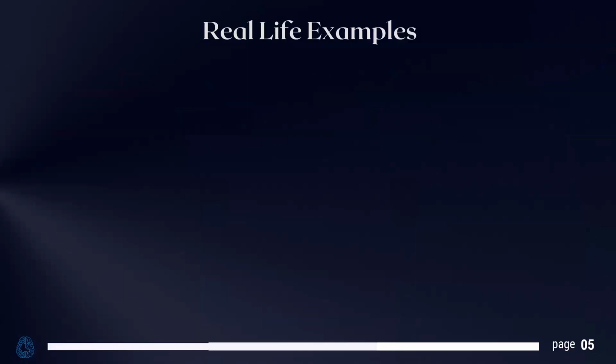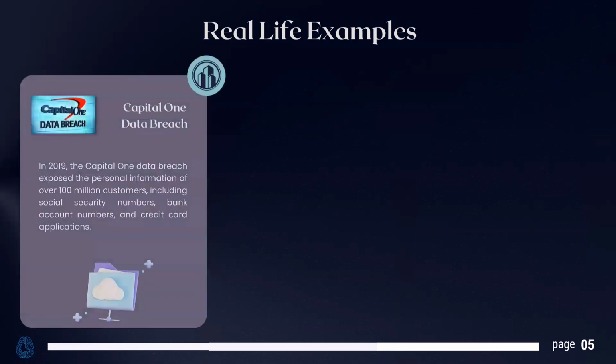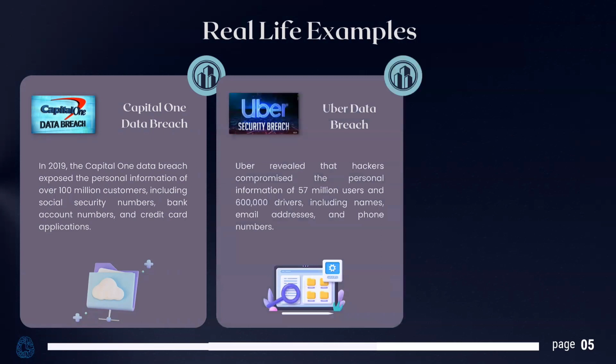So let's see some real-life examples that occurred in the past based on the broken access control vulnerability. First one is the Capital One data breach. In 2019, the Capital One data breach exposed the personal information of over 100 million customers, including social security numbers, bank account numbers, and credit card applications. Then the Uber data breach. Uber revealed that hackers compromised the personal information of 57 million users and 6 lakh drivers, including names, emails, addresses, and phone numbers.